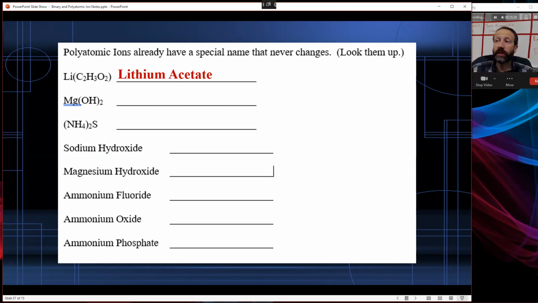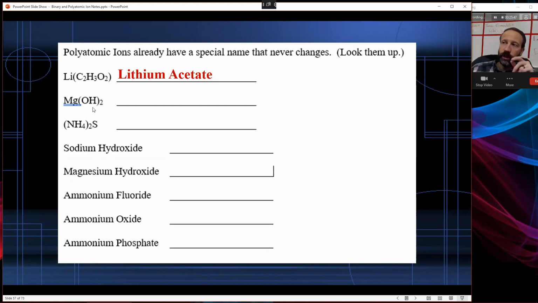Now, notice what we did not do. We did not change the ending. We do not change the ending of things that are on this list. Okay, these names are special. Don't mess with these names. They're already special. We leave them alone. Elements from the periodic table, we would change the ending of, but not anything in the list. That's the only difference. The names don't change. That's what's different.